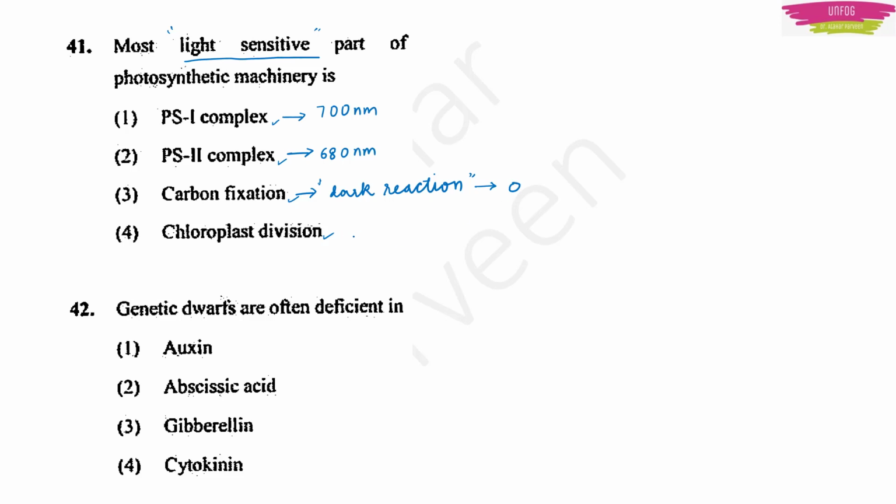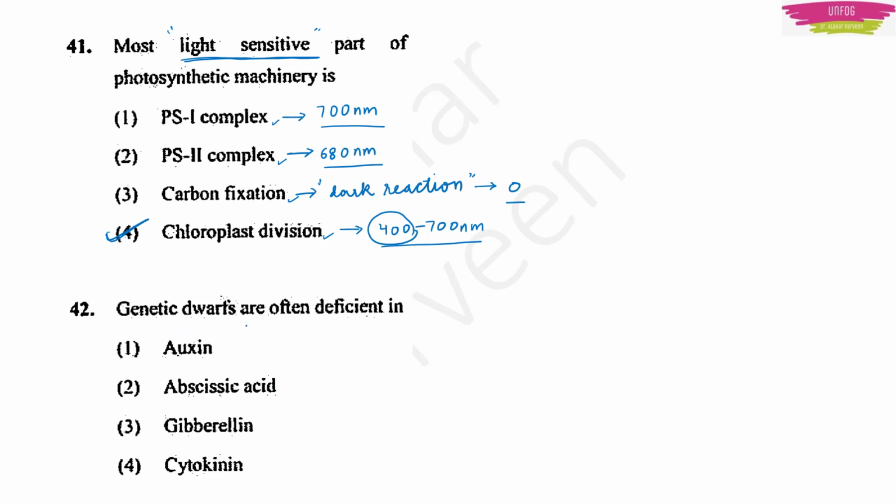Okay. Now chloroplast division. Chloroplast division works in the presence of the 400 to 700 nanometer range of wavelength of light. Now, if we look at all these four options, we have 700 nanometers, 680 nanometers, dark reaction meaning no light is required, and 400 to 700 nanometers. The smallest wavelength of light is in the option chloroplast division, at 400 nanometers, right? And the question is also asking about the most light sensitive part. So option 4, chloroplast division, is the right answer.